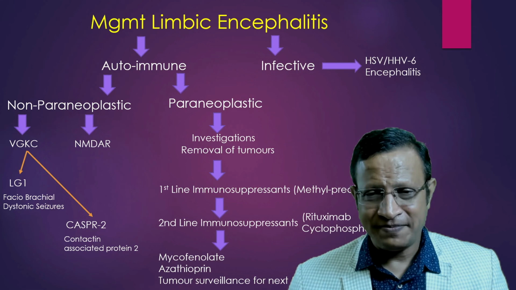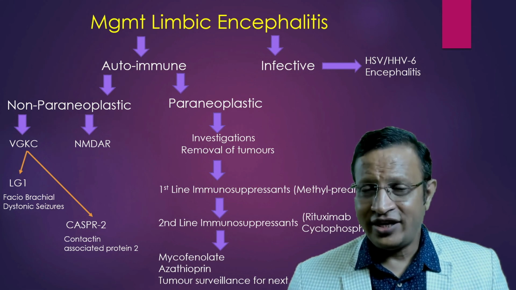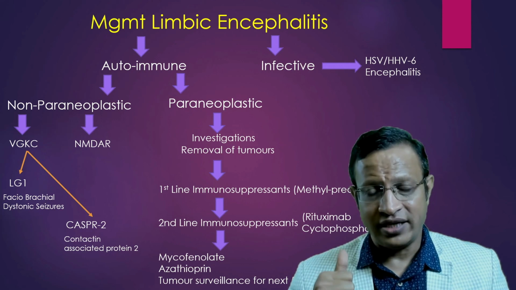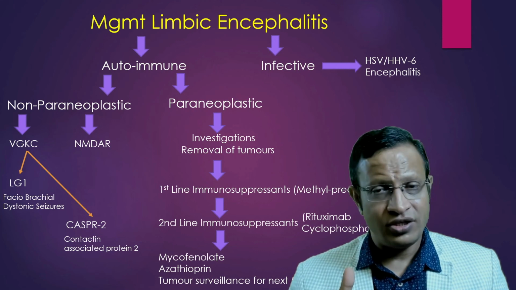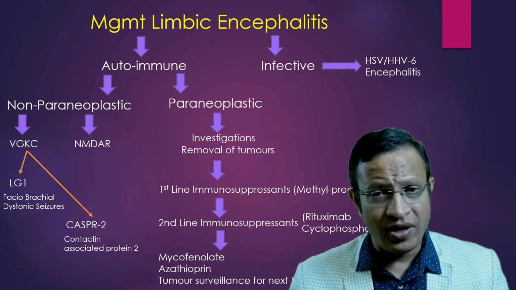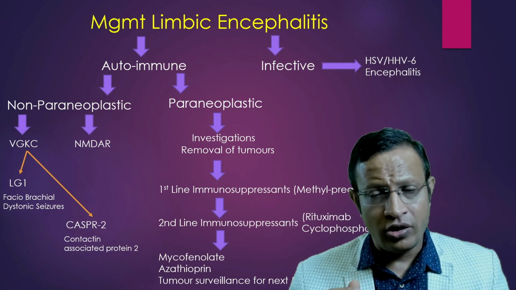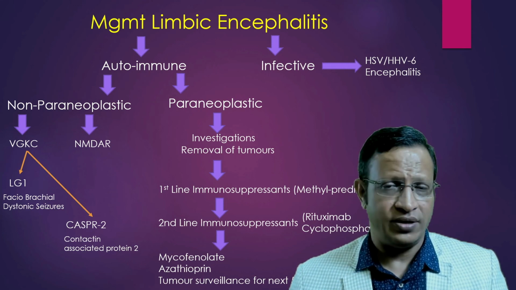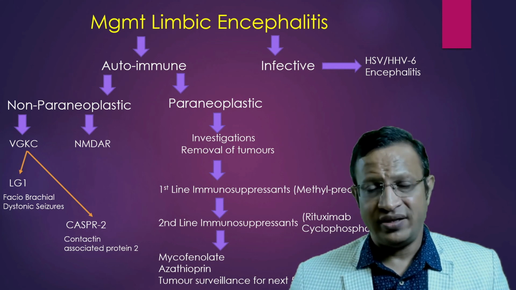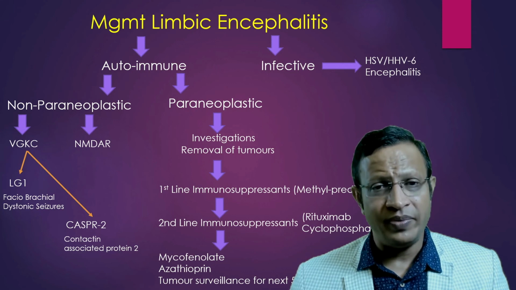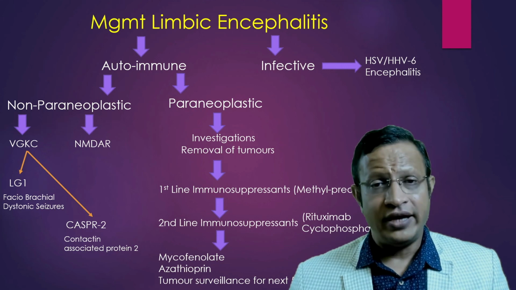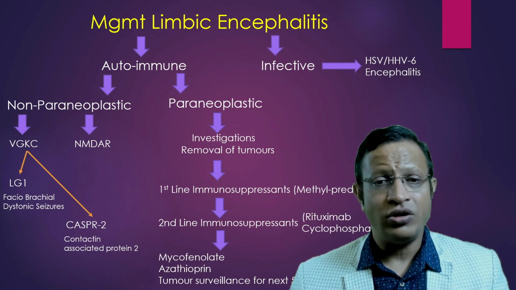To conclude, my dear friends, limbic encephalitis is not a single disorder, it's a group of disorders. Limbic encephalitis can be infective, that is herpes simplex virus infection, or else human herpes virus infection, or else autoimmune, which can be either paraneoplastic, that is associated with tumor, or non-paraneoplastic, that means it is not associated with tumor. And you need to investigate thoroughly. Removal of the tumor is essential. Once the tumor is removed, you can consider chemotherapy, radiotherapy, and also the first line of immunosuppressant, that is methylprednisolone, can be considered. And also second line of immunotherapy is considered.